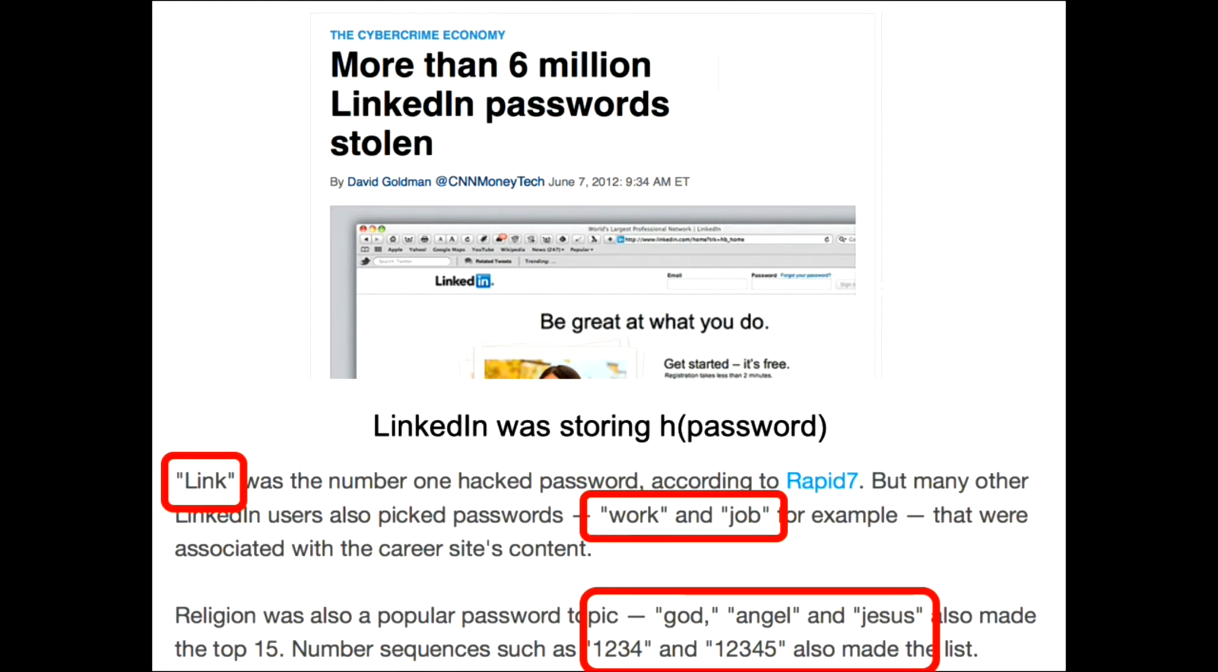And then 1, 2, 3, 4 and 1, 2, 3 were also really at the top. So these were in the top 15. So many people do choose weak passwords. So then, with just this dictionary of common passwords, you can crack many of them once you were able to steal the list of hashed passwords.